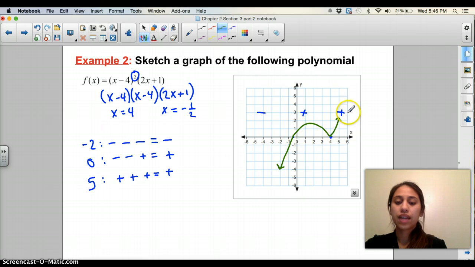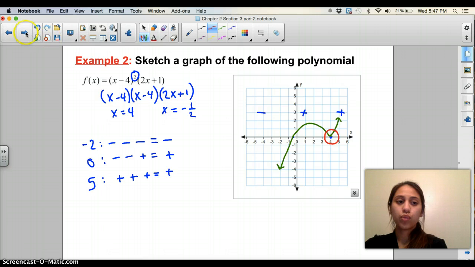Something to note here is that on both sides of where the root is, the sign doesn't change. So it's positive on this side and positive on this side. Another thing to note is that for the root value, the double root, our line does not cross the x-axis, it just touches it and then continues by increasing.